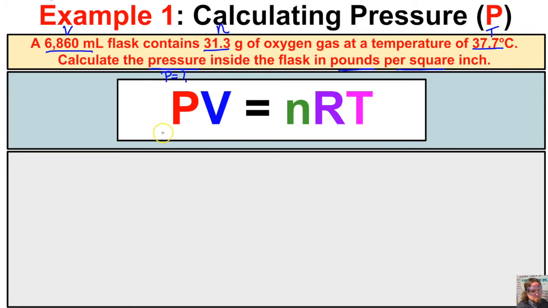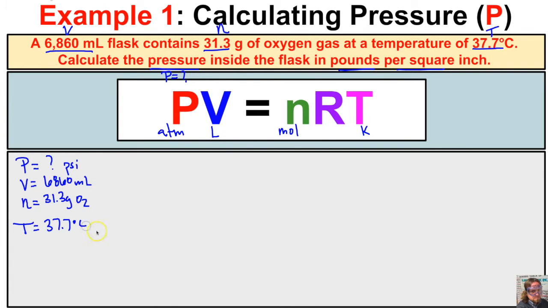However, when we work with this formula, the pressure always needs to be in atmospheres, the volume always needs to be in liters, the temperature needs to be in Kelvin, n is the number of moles of gas, and R is your universal gas law constant, which varies depending on what type of units you are using. We're trying to figure out the pressure in PSI. The volume is 6,860 milliliters. The number of moles, well, we have 31.3 grams of O2, which we're going to convert to moles momentarily. And our temperature is 37.7 degrees Celsius, which we will have to convert to Kelvin. Once we do all of that, we can plug it into this formula.